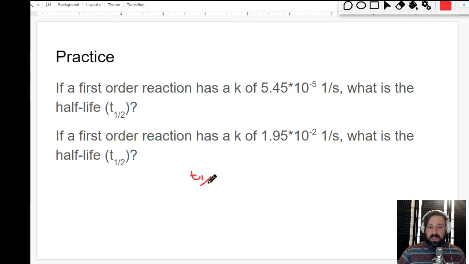Just remember, the half-life, the time to get one half-life, is going to be 0.693 over k, 5 times 10 to the negative 5th. And then just do this calculation, and you'll get your half-life.